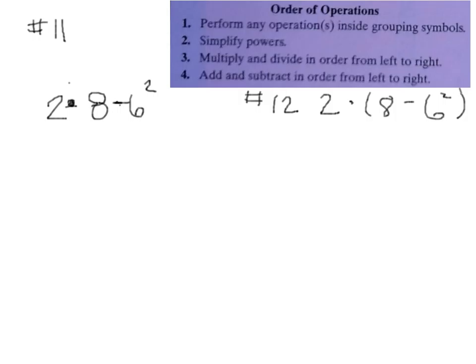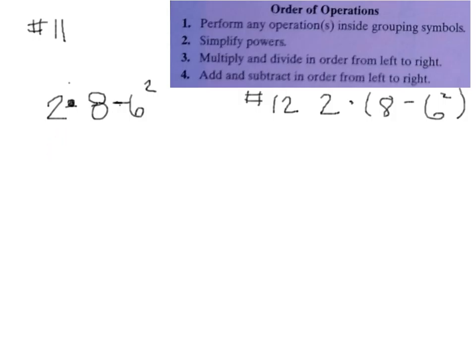So let's figure out 11 first. So I go through my order of operations once again, and I say, do I have any grouping symbols in 11? And the answer to that one is no. So for number 11, I have no step 1, so I don't have to worry about it. So I'm going to go now to step 2, which says to simplify powers. So sure enough, I do have powers I need to simplify. So let's go ahead and do that.